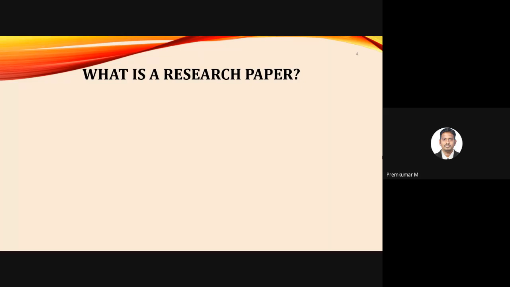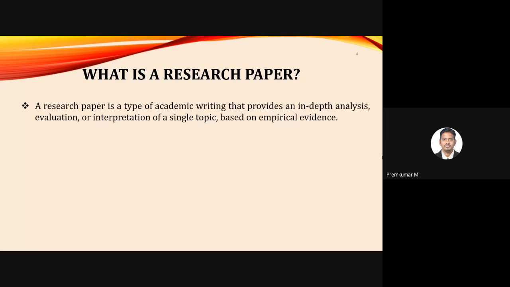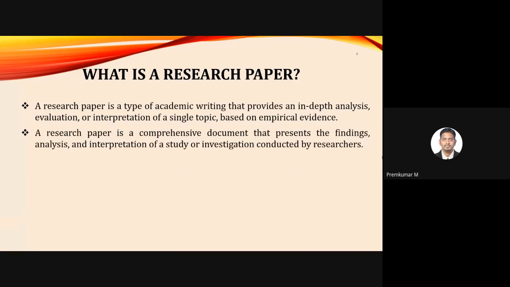A research paper is an article which deals with a specific work. It is a kind of academic writing that provides in-depth analysis, evaluation and interpretation of a single topic based on empirical evidence. So experimental evidence is always very important to claim your paper as a research paper. A research paper is a comprehensive document that presents the findings, analysis, and interpretation of a study or investigation conducted by the researchers.